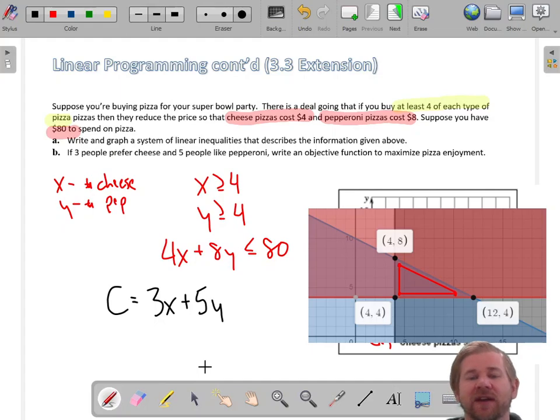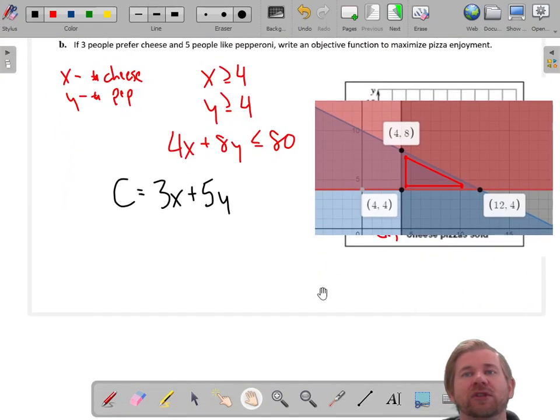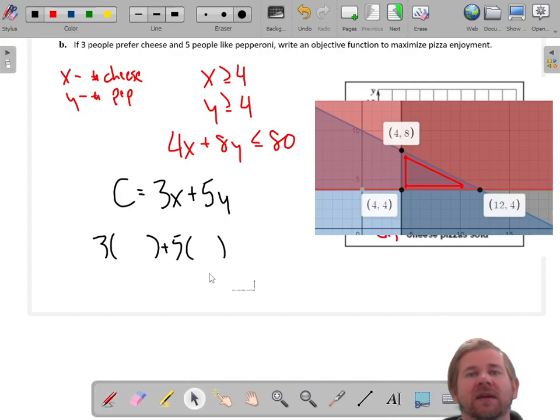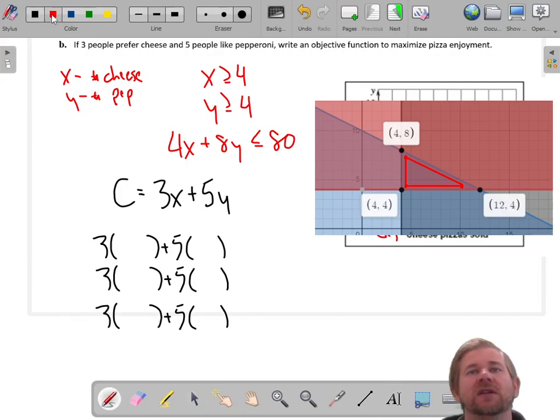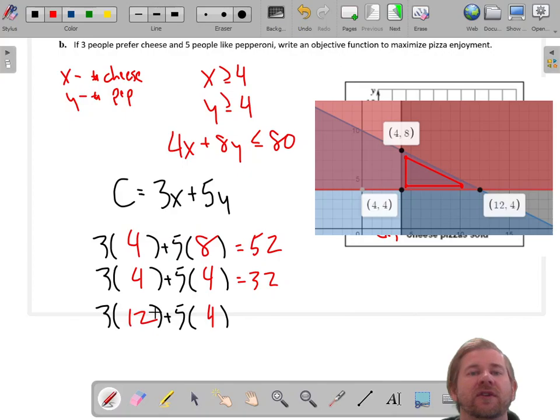And this is going to help us figure out what combination of pizzas we should order to make the most amount of people happy. So it's 3x plus 5y that will give us our potential objective function values. And we'll see which one's the biggest and the smallest. So if I do 4, 8, 12 plus 40 is 52. If I do 4, 4, 12 plus 20 is 32. And if I do 12, 4, 36 plus 20, I get 56.